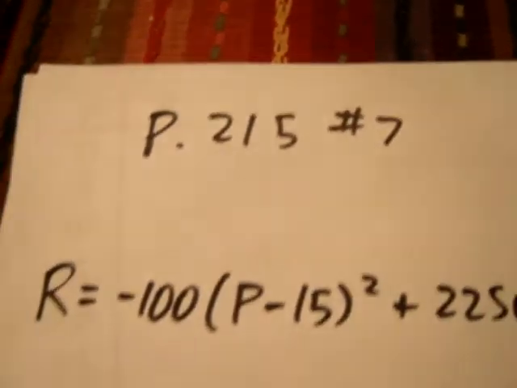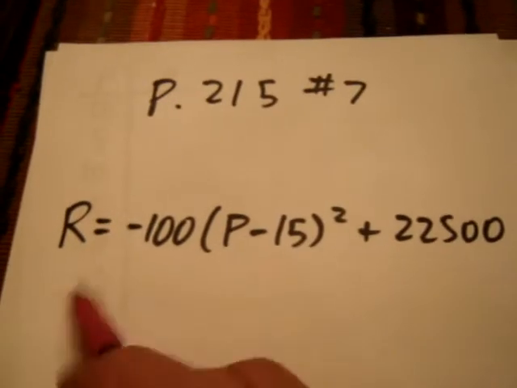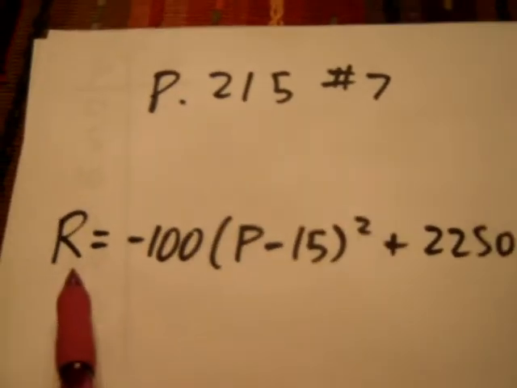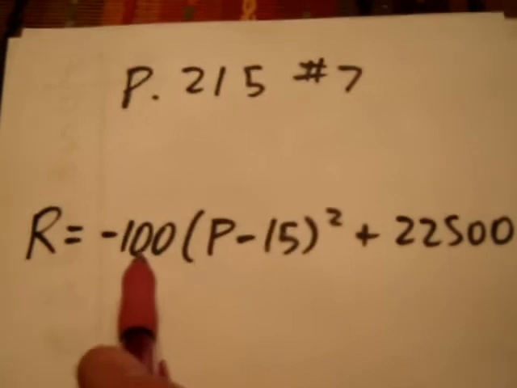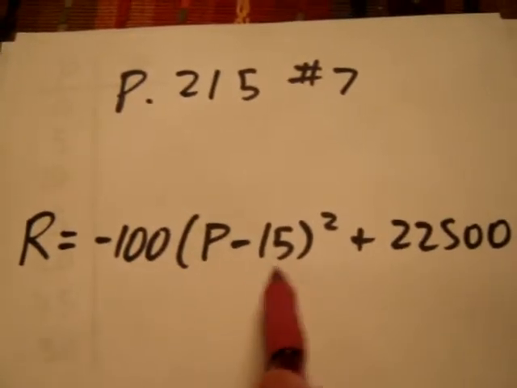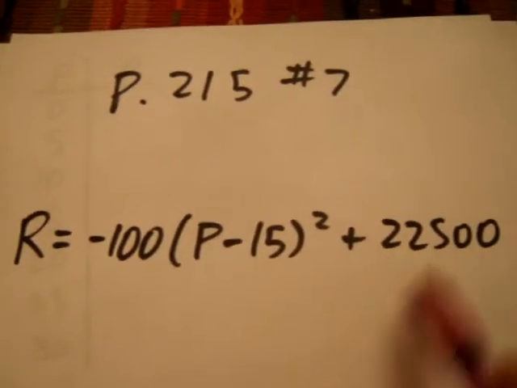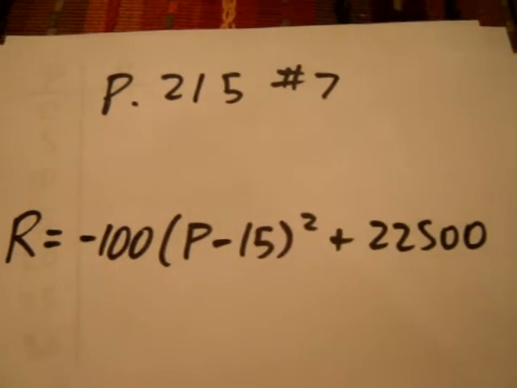Our next question is page 215, number 7. In this question, we're talking about the manager of a hockey arena pricing tickets for an upcoming game. Now, the equation given for the revenue that this manager can expect to receive is R equals negative 100 times (P minus 15) squared plus 22,500.